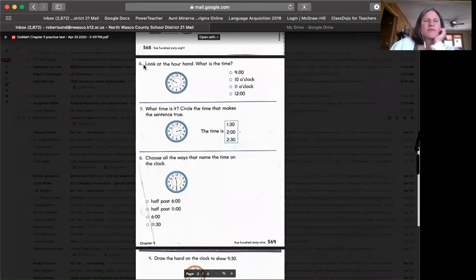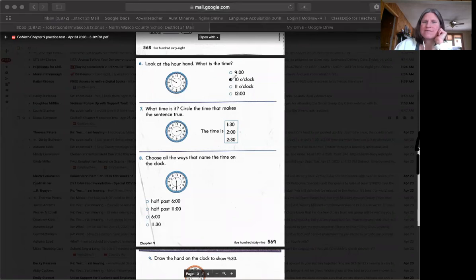Okay, number 6 says, look at the hour hand. What is the time? So all we can see is the hour hand. We can't see the minute hand. And we are just checking to see if it's pointing right at a number or in between two numbers. But here we can see it's pointing right at the number. So we're gonna call that which one? 10 o'clock.